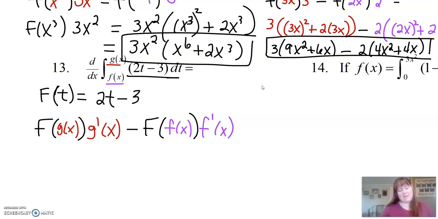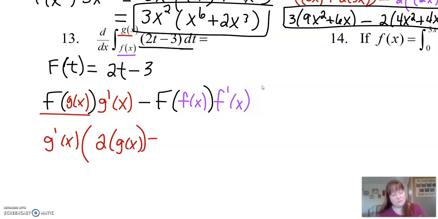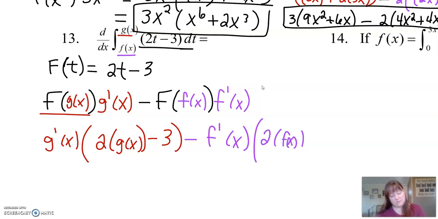Nope, that's not it. Just kidding, because we do know what big F is. I was like, man, that was easy, I knew there was more. Big F is 2t minus 3, so we plug in everywhere we saw it. We get g prime of x times 2g of x minus 3, minus f prime of x times 2f of x minus 3. Everywhere there's a t, we just put an f of x.